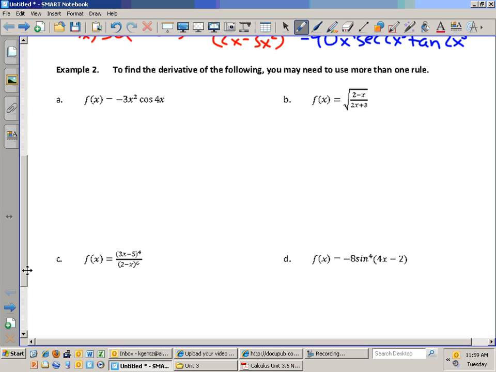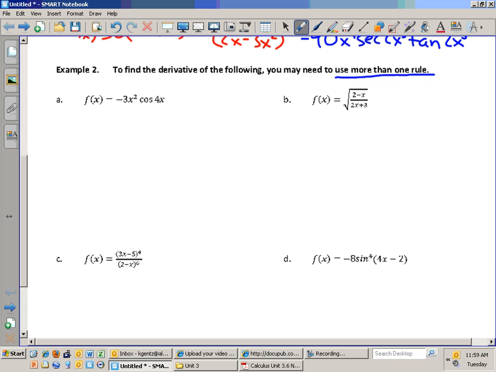Let's get to something that will challenge our brains a little bit more. If you notice, it says find the derivative of the following. You may need to use more than one rule. Now, this is where I'm going to encourage my good friend Sean to make sure that he keeps things a little bit organized here. This would be good. And if he doesn't want to, that's absolutely fine. I definitely have my own way of doing things. So however you want to work is fine, but this is my suggestion to you.